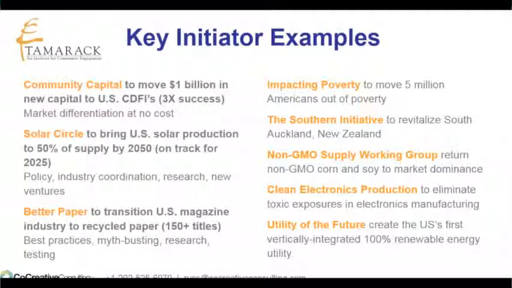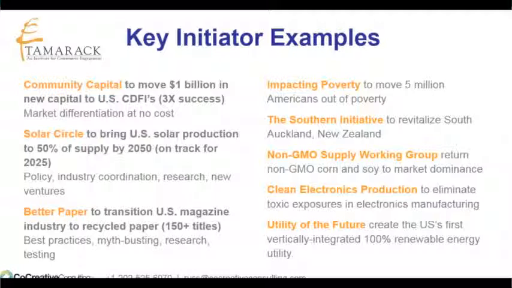These are some of the examples of ones that I've worked on, and as you can see, many of these are industry or market-oriented. Solar Circle, Better Paper, Non-GMO Supply, Clean Electronics Production, which is in development right now. And that's my background. I haven't actually worked for a corporation, but I've worked with corporations on sustainability, equity, and inclusion for about 22 years. So that's the history of Key Initiator primarily.